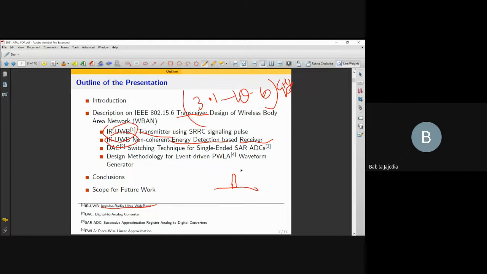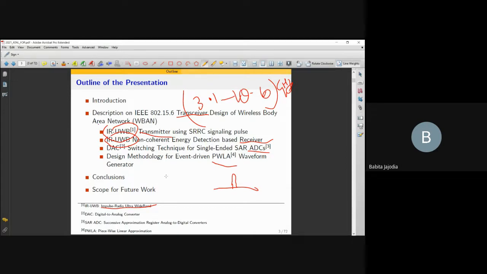Then, once energy detection has been done, the energy that has been collected will be forwarded to the baseband part to process. Since this will be an analog value, we need it in digital form for the baseband part, so we need an ADC. Since the energy, once you take it, is only a positive value, we will be targeting a single-ended SAR ADC. Then, if time permits, we will discuss a little bit about how to design the PWLA waveform generator. We will discuss this one by one.